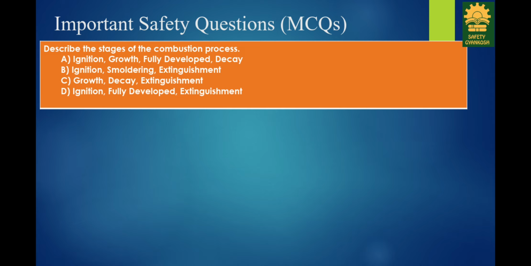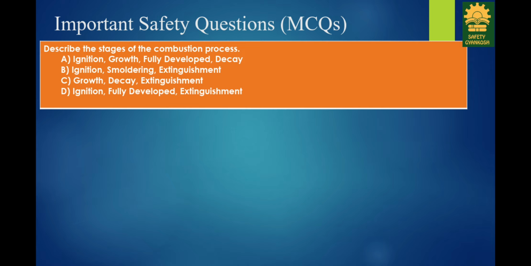Describe the stages of the combustion process. A. Ignition, growth, fully developed, decay. B. Ignition, smoldering, extinguishment. C. Growth, decay, extinguishment. D. Ignition, fully developed, extinguishment. See, there are basically 4 stages of a complete combustion process. The first is ignition. Ignition means the product will ignite, and once it has ignited and started burning, it will come to a growth stage, meaning the fire will increase.